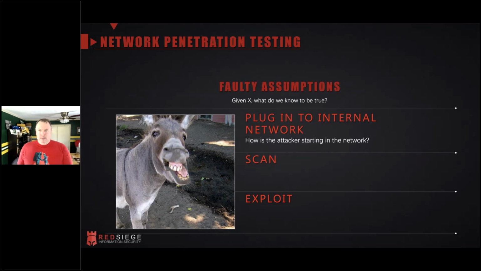So we've got these faulty assumptions here, that the attacker is going to plug into the network. How are they getting into the network? How are they getting into our network? Realistically, and we'll come to this in a little bit, they're not just plugging into our network. What is the answer? How are the bad guys getting into our network? I'm looking at the Discord channel here. How are the bad guys getting in?